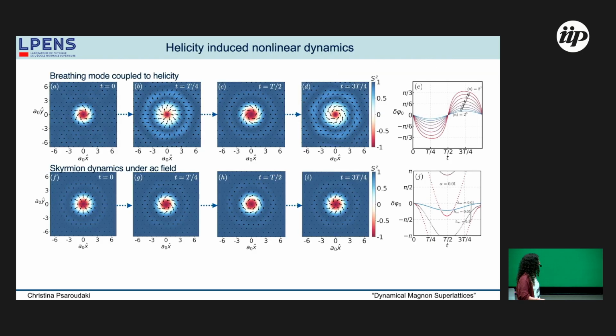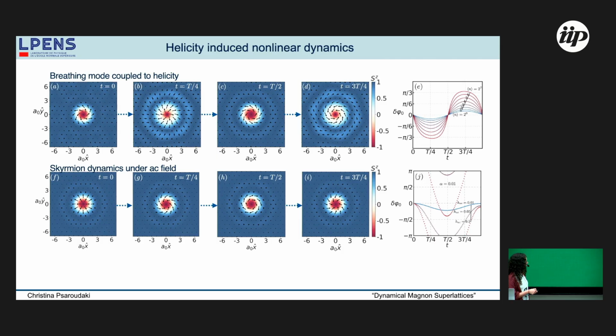Okay, right. So there's another effect where now helicity becomes important. It gives rise to nonlinear dynamics. Now, if we focus on the breathing mode, what we find for this system is that the breathing mode couples strongly to the skyrmion helicity. So as the skyrmion breathes, the helicity changes. As you can see here, this is a time evolution for the magnetic state we obtained by diagonalizing our Hamiltonian, in the time representation.